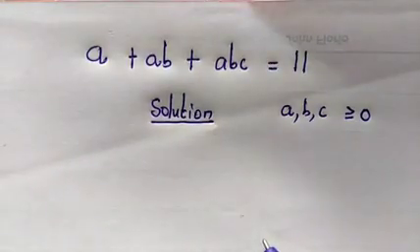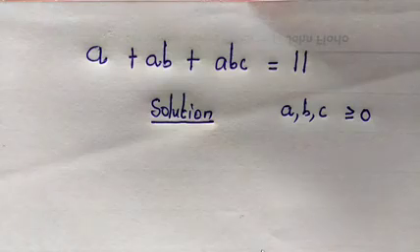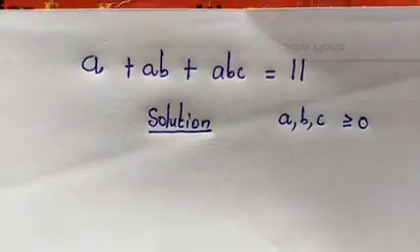In today's video, we're given a single equation with three different variables, which is often called the Diophantine equation. In this video, we're going to solve for integers a, b, and c that are greater than or equal to 0. So let's get started.